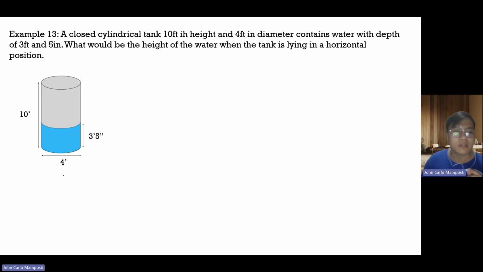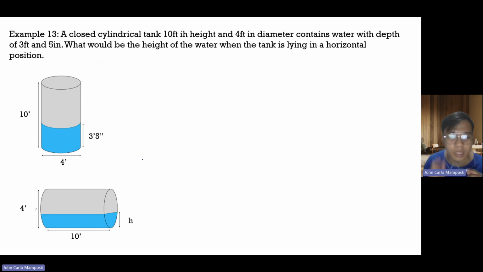As you can see, meron tayong upright na tank. Okay? Kapag pinahiga natin in horizontal position, ano daw kaya yung magiging height natin? Sabihin natin yung height or yung unknown natin is equal to h. So here, yung water level natin is wala pa dun sa kalahati. No? So yung volume ng water natin is less than dun sa half ng volume capacity natin. Mamaya malalaman nyo kung bakit ko tinatake note ito. Okay? So, we need to compute the volume ng water.